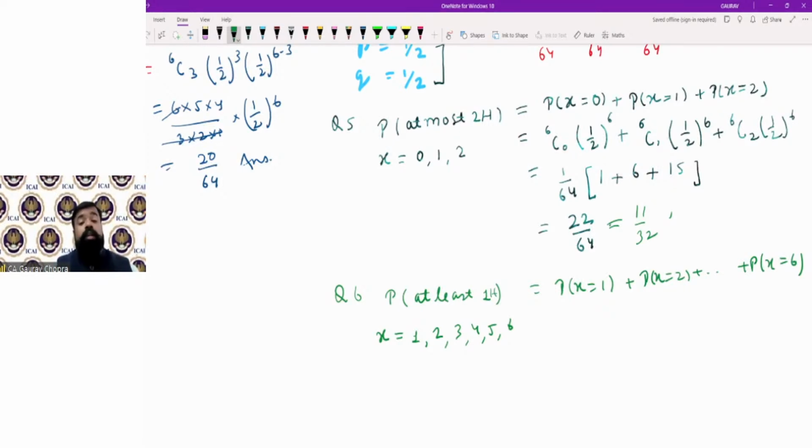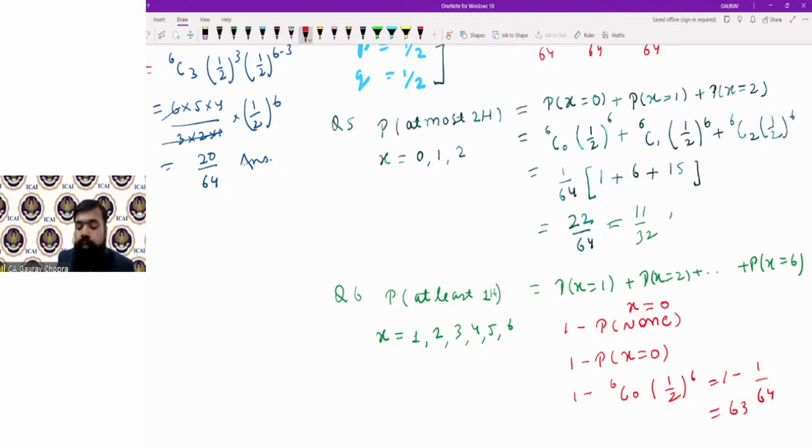So in order to make it short, there is one shortcut formula which we have already discussed in the previous topic. Whenever at least one is written, what you have to do? 1 minus probability of none. Now, what is the meaning of none? None is x equal to 0. So 1 minus probability x equal to 0. So you can solve 6C0 (1/2)^6. So what will be the answer? 63 upon 64. In the case of at least one, this is the shortcut method which you can follow.